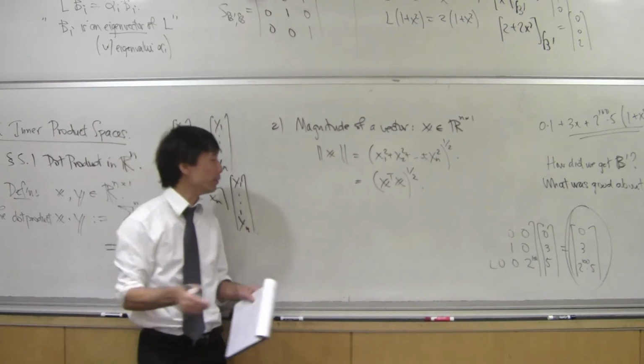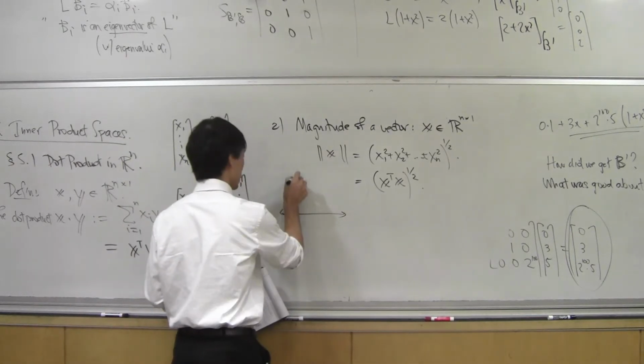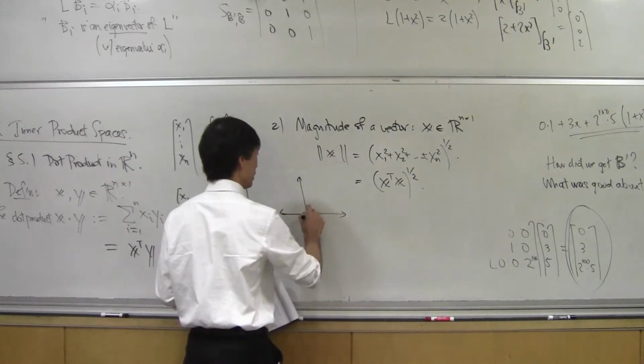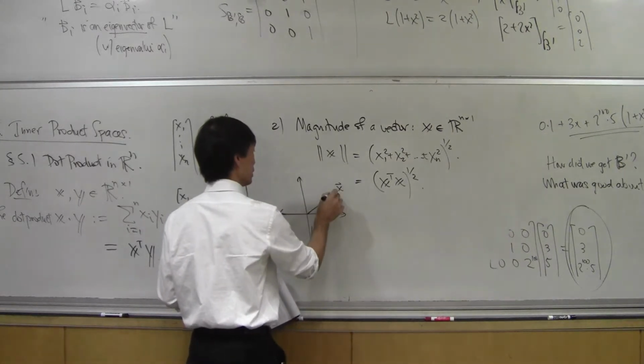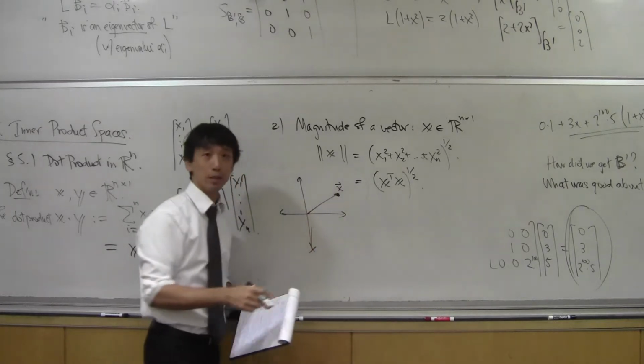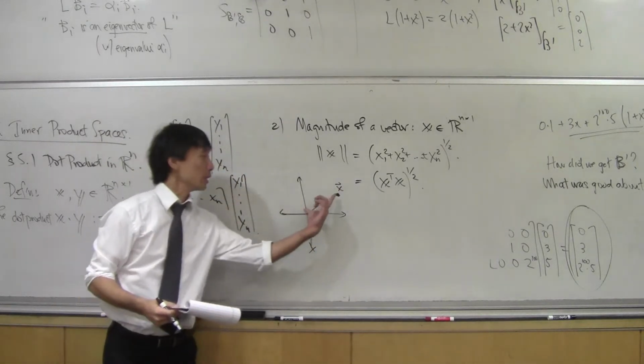Geometrically, the magnitude of the vector is the distance of the terminal point to the origin, or just the length of the vector.